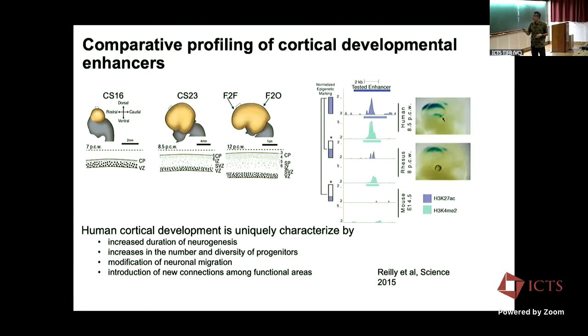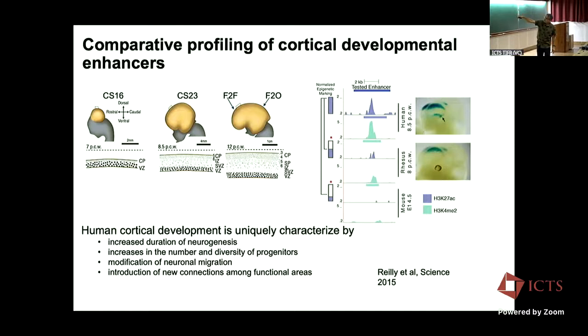So the data is from this Riley et al. Science paper in three species at different embryonic developmental time points. They did a bunch of profiling. One of them is K27AC. K27AC, if you don't know, marks active enhancers in a cell. So that's our hero here. And we only care about human and rhesus here. So that's the data at specific equivalent time points.